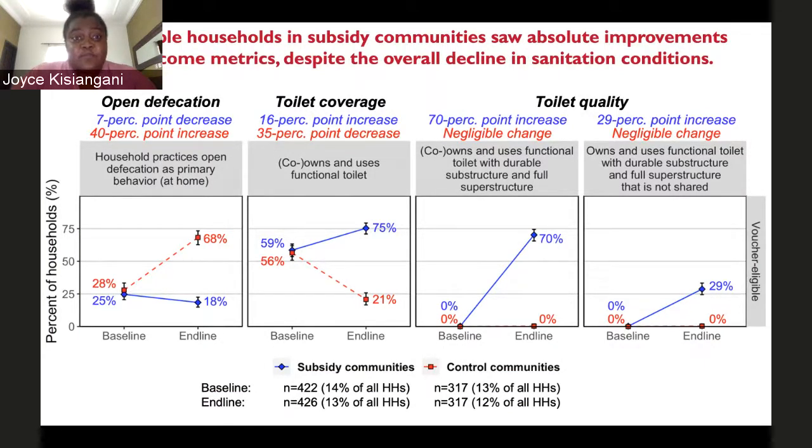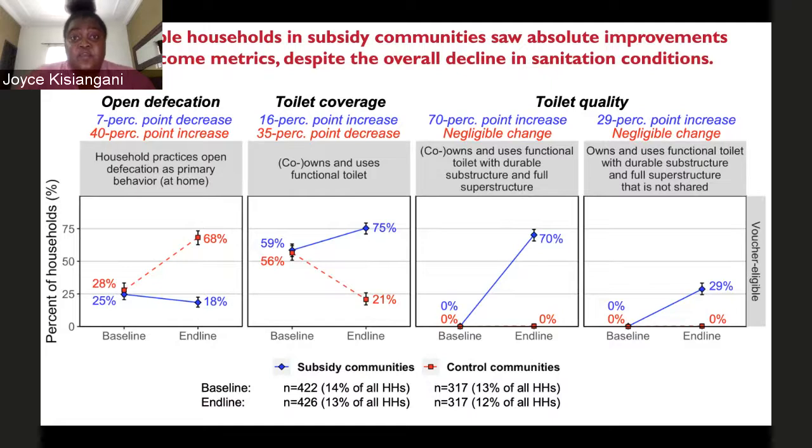And you see the same trend when it comes to toilet coverage and toilet quality. So when you look at the second graph on toilet coverage, you can see that the proportion of voucher-eligible households among the treatment group that own or co-own and use a functional toilet is increasing from 59% at baseline to 75% at end line. And when you look at this proportion among voucher-eligible households in the control, again, it's moving in a completely opposite direction from voucher-eligible households in the treatment. So you can see toilet coverage is decreasing from 56% at baseline to 21% at end line among voucher-eligible households in the control group.